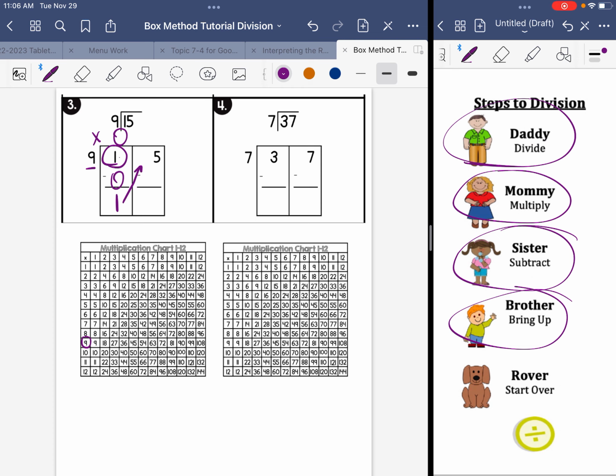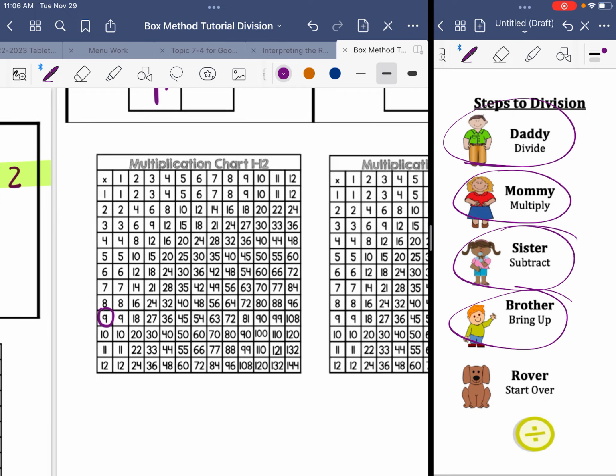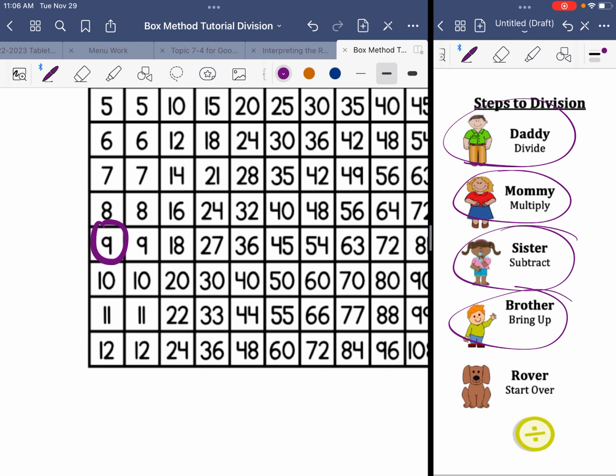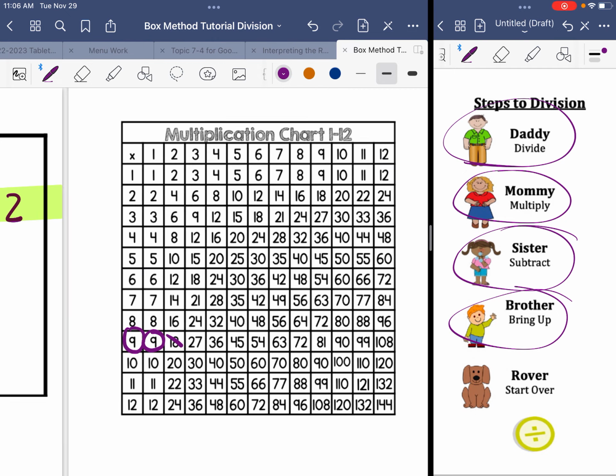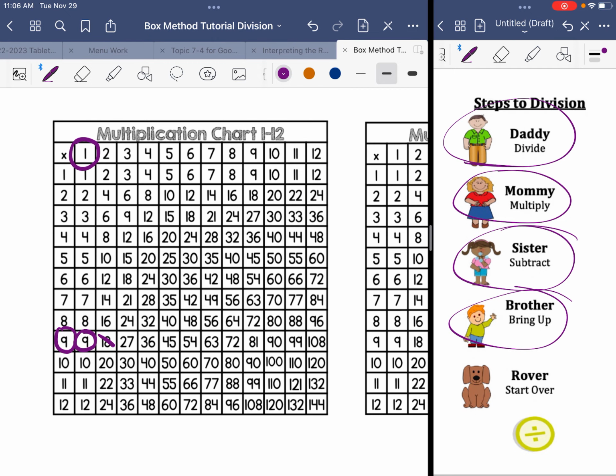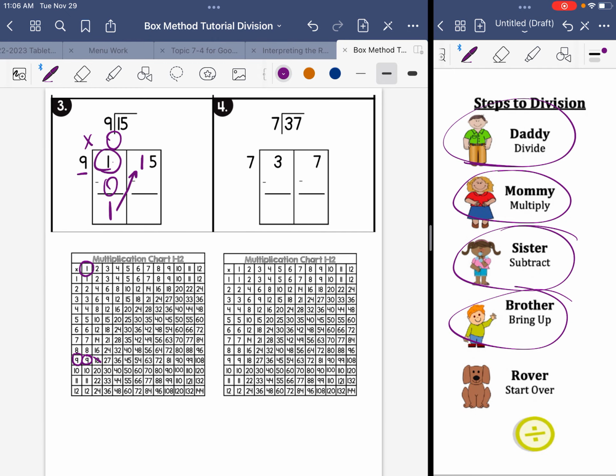the 1. How many groups of 9 can you fit into 15? So you go look at your 9's and you go to 15 or smaller. 18 is too big, so that would be 9. How many groups is that? 1. So we're going to put 1 on top. So what we just did is Rover start over. We just did daddy divide with 9 and 15. How many groups did we make? 1.